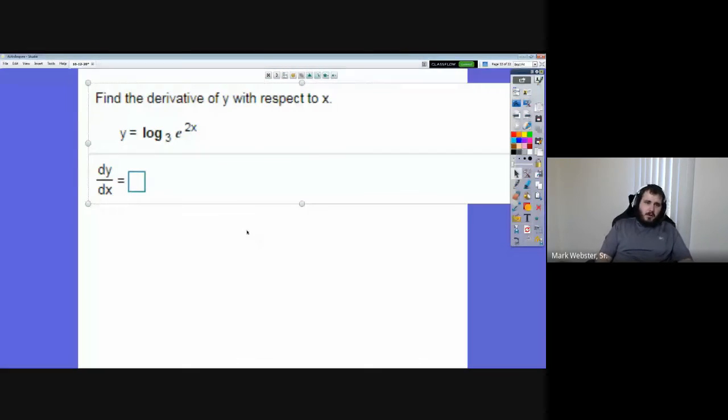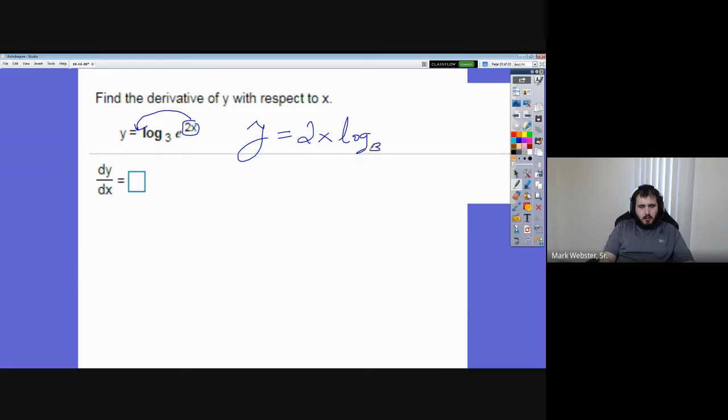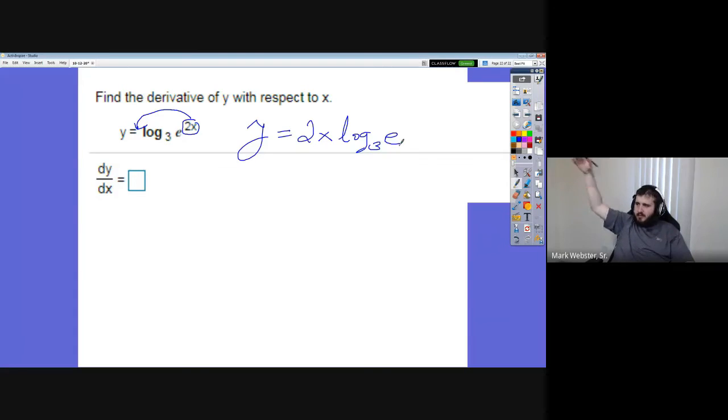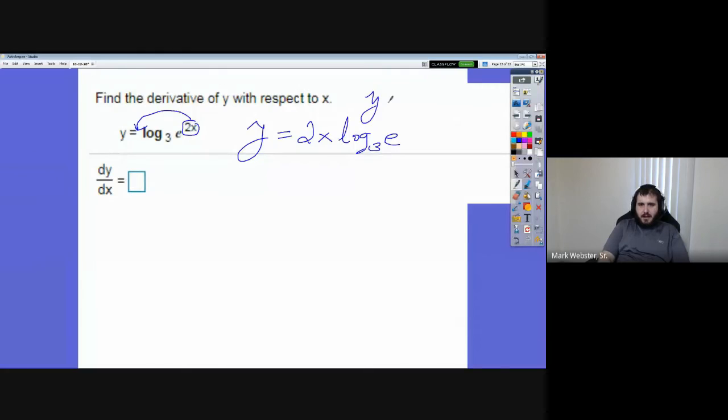Here's another one where you might be tempted to do the literal actual most. So remember, here's the exponent. Bring it down. Log base 3 of e is a number. E is 2.718281828. It goes on forever, just like pi does. So log base 3 of 2.718281, etc., is like 0.9-ish. About. So this is what this is. This is y equals roughly 1.8x, ain't it?